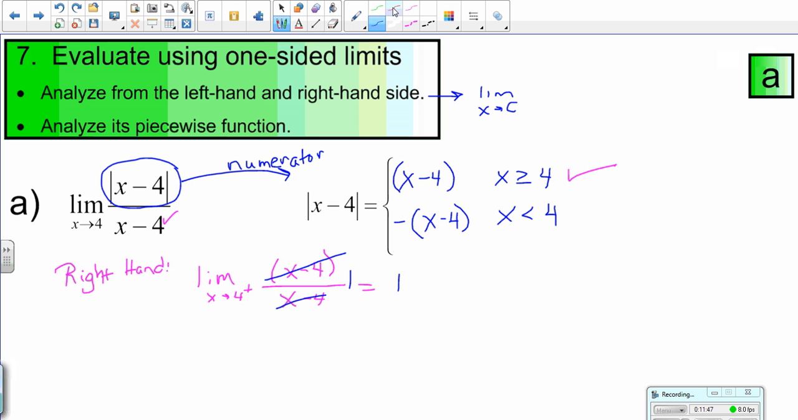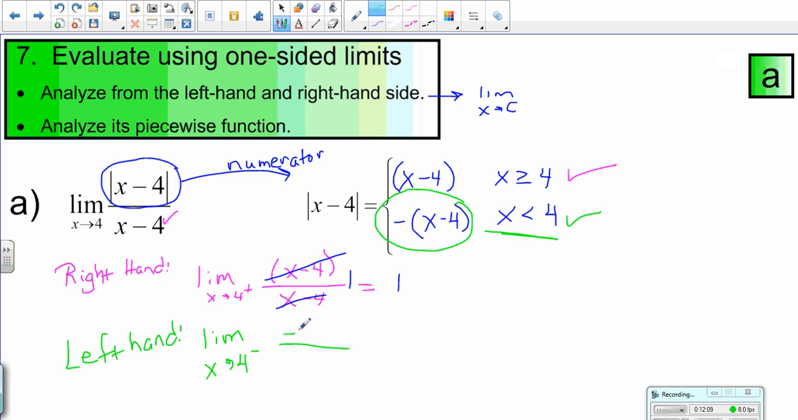Now let's consider the left-hand side. So the left-hand approach would say the limit as x approaches 4 from the left, and my numerator now, when I'm less than 4, I'm falling in this rule category. So here is what I need to put in. Instead of using my absolute value sign, I'm going to use the opposite of the expression because that turns things back to positive. When I do this, I notice that I can cancel the x minus 4 with the x minus 4. It leaves me a 1 there, but I have this negative out front, so my answer is negative 1.